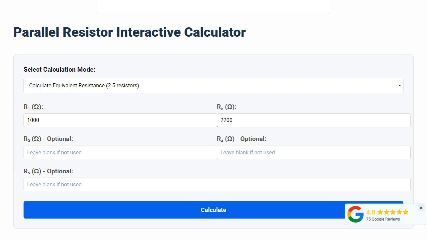To use this calculator, start by entering the supply voltage for your circuit. Then, input the resistance values for each resistor in your parallel network. You can add multiple resistors as needed for your design.